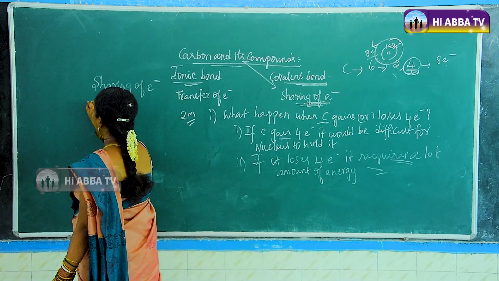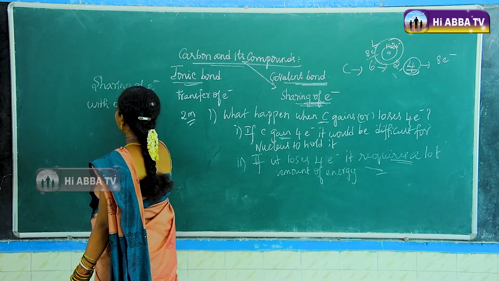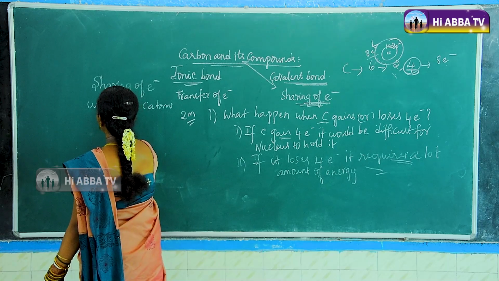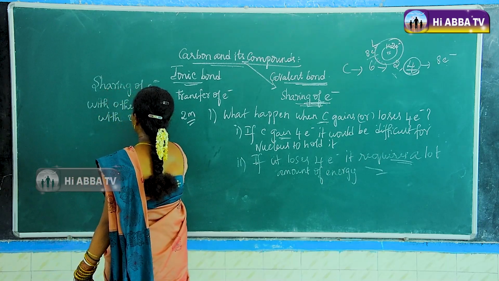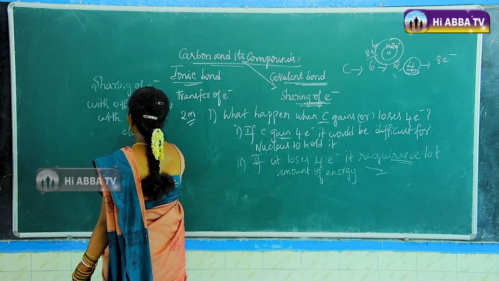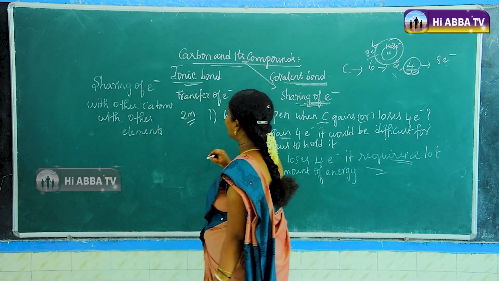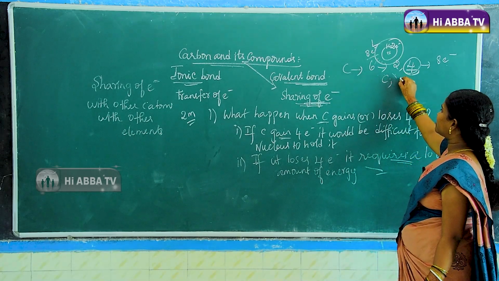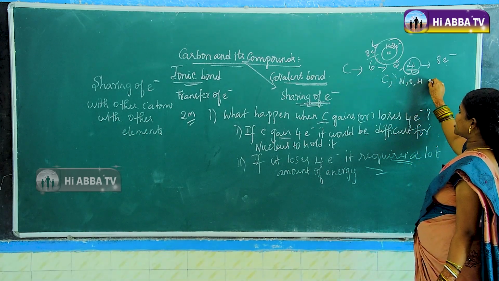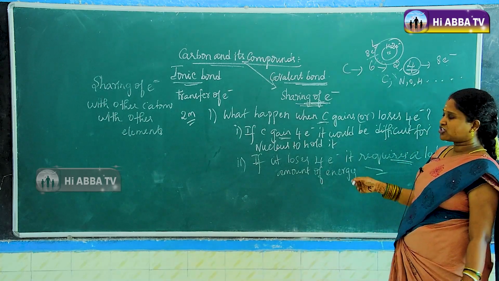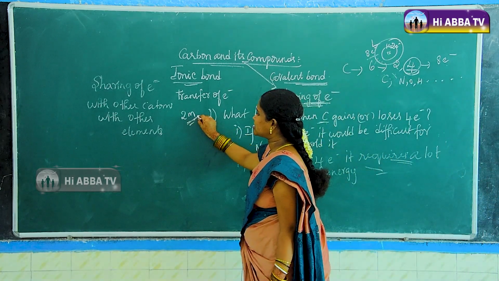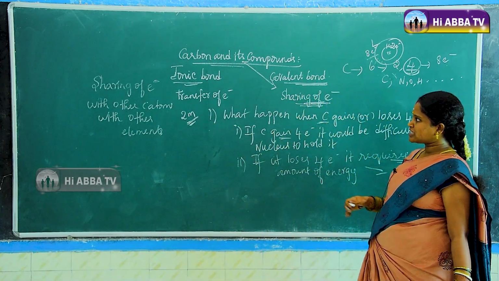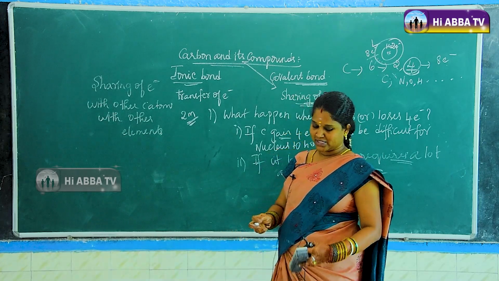So this problem is overcome by the concept called sharing of electrons. So it can share electrons with other carbon atoms or with other elements. It can share those 4 electrons either with other carbon or with other elements like nitrogen, oxygen, hydrogen, like that. So this is an important first 2-mark board question: What happens when carbon gains or loses 4 electrons? This is your first question.